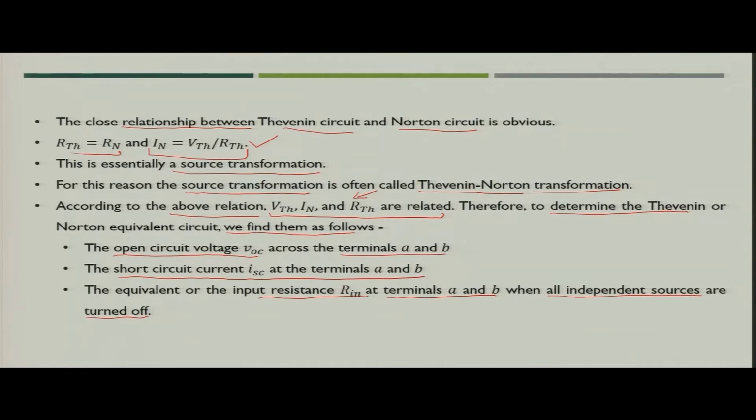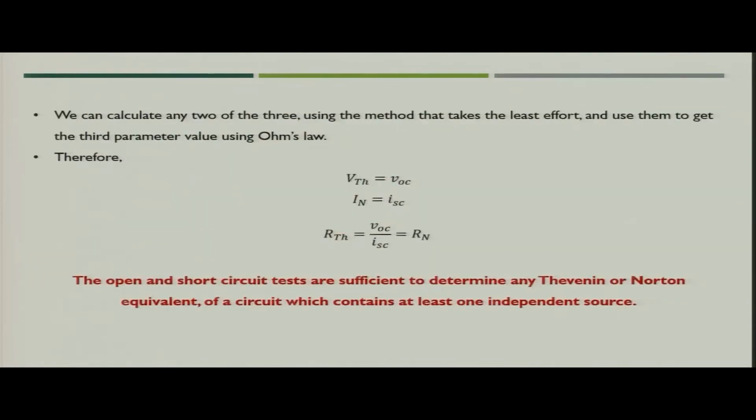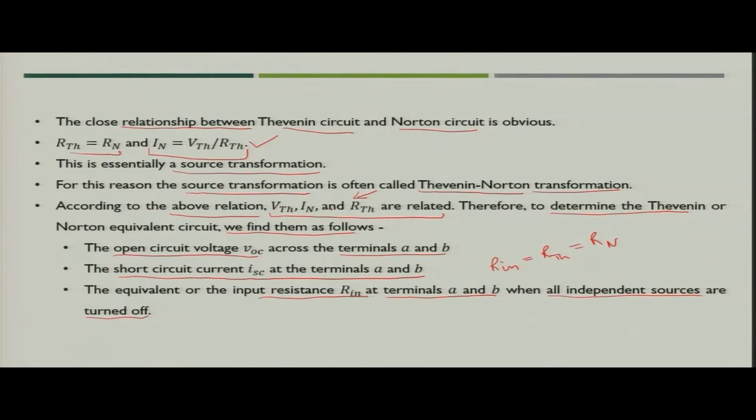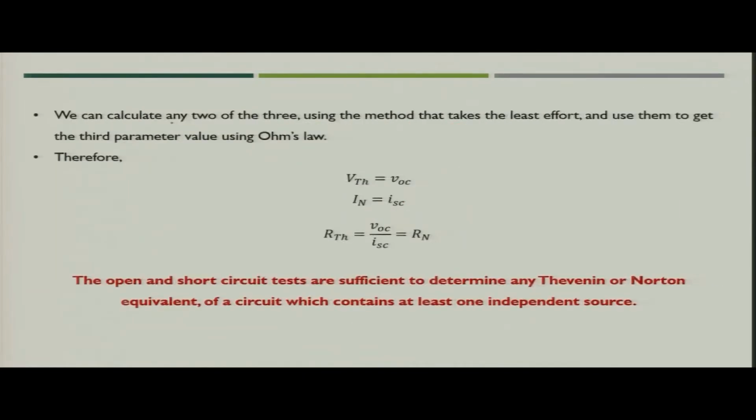So, this would be nothing but equal to RTh, or you can say that it is equal to Rn also, because RTh and Rn are essentially the same. So, what we can do, these are the three unknown quantities like VTh, IN and RTh. So, we need to calculate two of them, and then we use the Ohm's law to find out the third one. So, what we get?